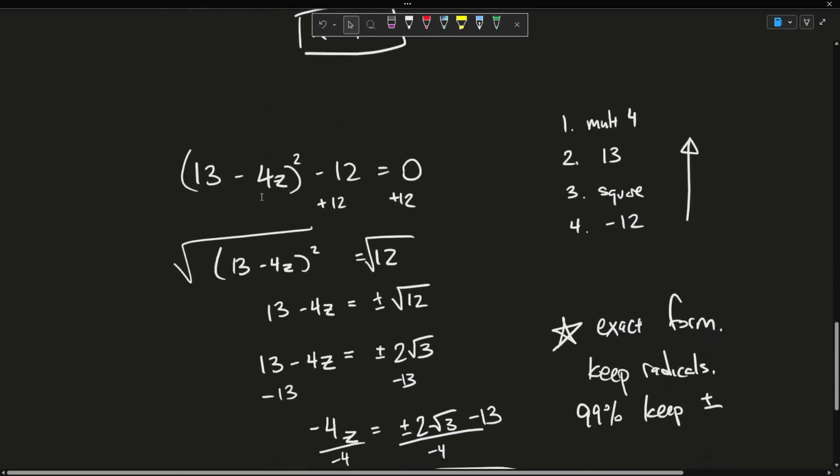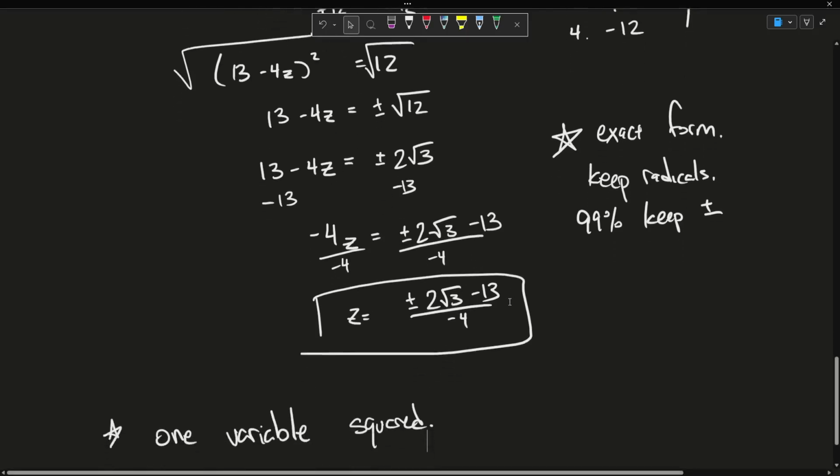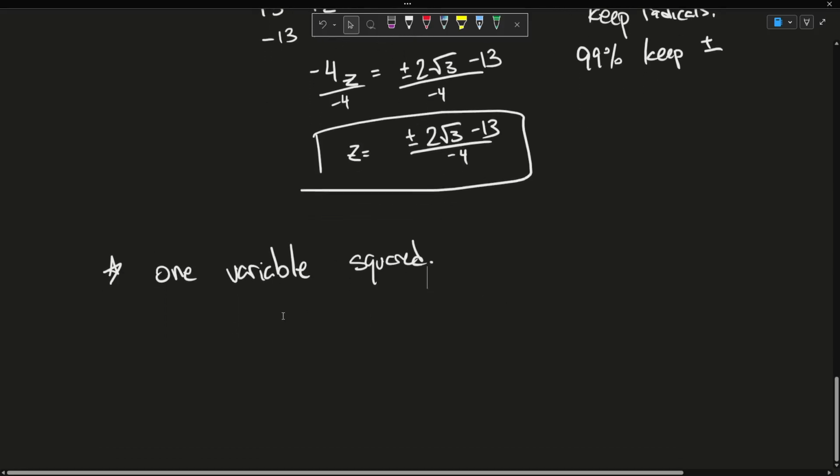Over here, we have something bizarre. We have radicals in the answer, so that would mean that if I factor, I have radicals in my factoring, which seems impossible. I personally wouldn't be able to do it. So if you have one variable squared, look for this method. Try to extract the root.